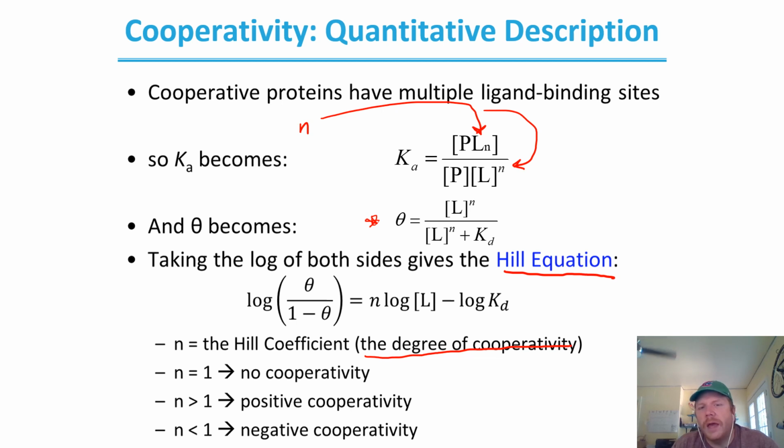Now if that n is equal to 1, there is no cooperativity. If n is greater than 1, that will be a positively cooperative protein. Now, if n is less than 1, then that's negatively cooperative. So whenever you're plotting the data for the binding of a protein and a ligand, you can see whether or not there's cooperativity. If it's n equals 1, there's no cooperativity. If n is less than 1, that's negatively cooperative protein.